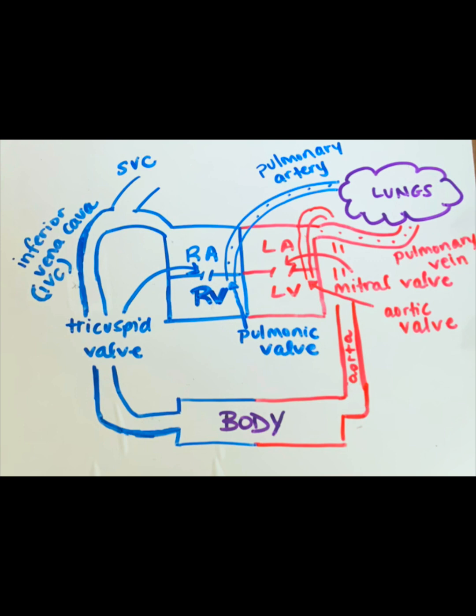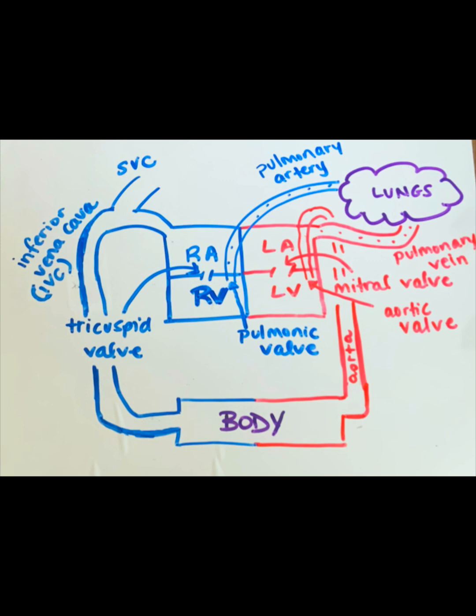From the left atrium, we go through the mitral valve into the left ventricle. The left ventricle then pumps through the aortic valve and into the aorta. So those valves leaving the ventricles are named for exactly where they are going. So pulmonary valve going to the pulmonary artery, aortic valve going to the aorta.